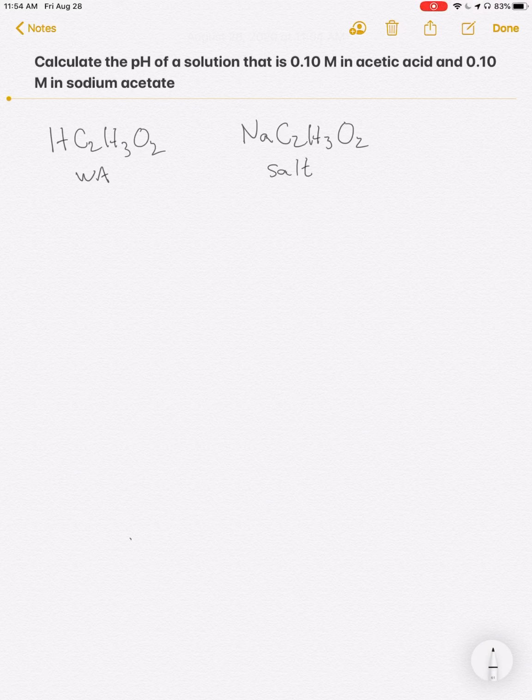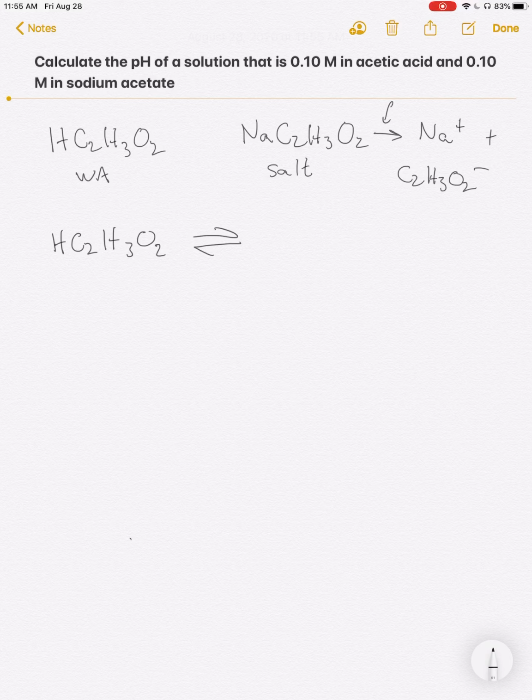The sodium acetate is a sodium salt, which is a strong electrolyte, and it is going to dissociate into its cation sodium and its anion acetate. And that will be a complete dissociation, one-way arrow. The weak acid will do as weak acids do and dissociate partially. And it will slightly dissociate into hydrogen ion and acetate ion in equilibrium.